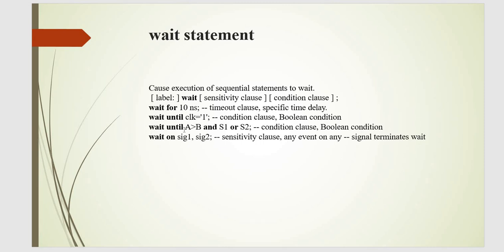Another example of wait until is where I have written a greater than b and s1 or s2, again a conditional clause with a boolean condition. And otherwise it may be something like wait on signal 1, signal 2. That is the sensitivity clause: any event on any of the signals is responsible for terminating the wait, and it will come out. So like this you can have three forms of wait statement: wait for, wait until and wait on.